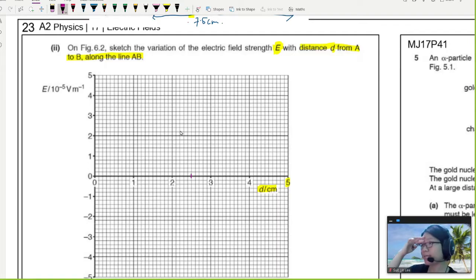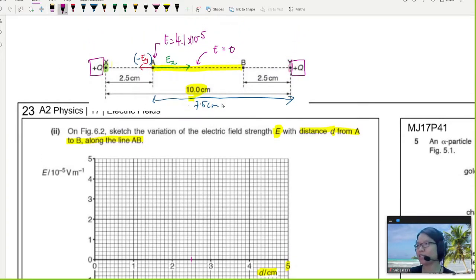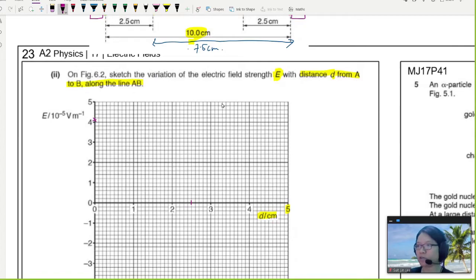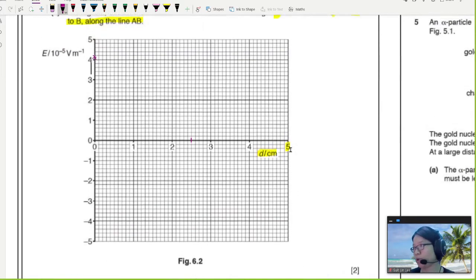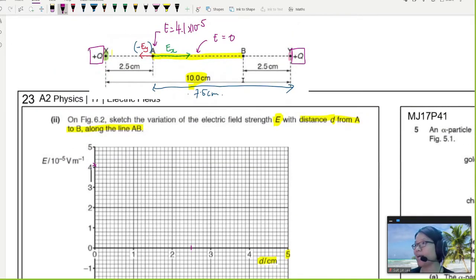Okay. Second thing is I know what is the electric field strength at A is 4.1. So I'm going to start with 4.1. This is paper 4, so we can plot in between boxes. In fact, I think you should or you must plot in between boxes. So I'm going to plot at 4.1. Okay, so we're going to go from 4.1 to 0. Then when it's at 5, it will be also 4.1, but in the opposite direction.